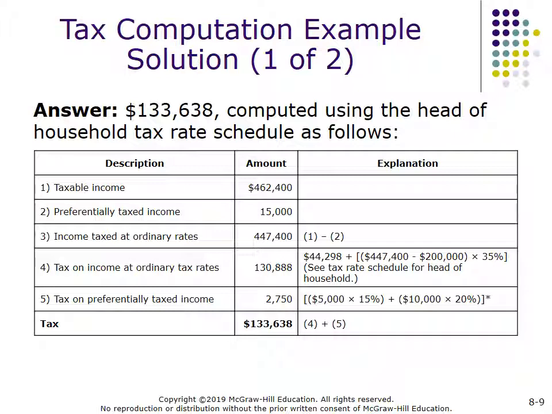I'm sorry, she must be head of household. Yes, I'm sorry, it's the head of household rates. $44,298. It's the Schedule Z. I missed something there. Sorry about that. So her tax on her normal income would be the $130,888.